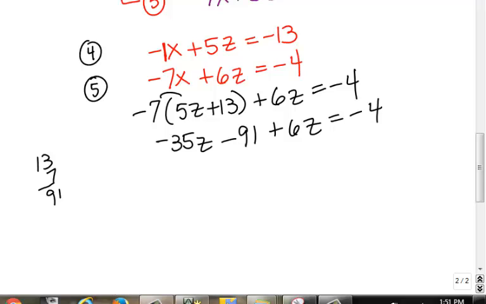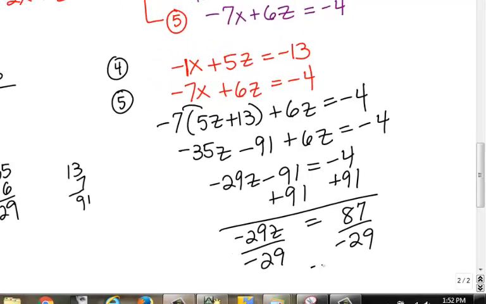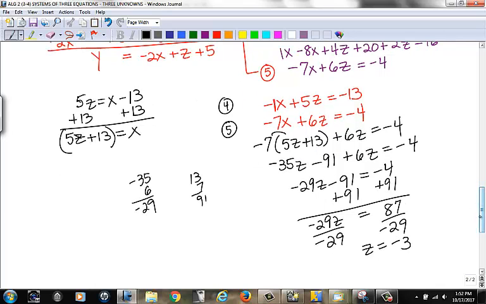Negative 35z plus 6z, negative 29z, minus 91 equals a negative 4, add 91, so I get a negative 29z equals 87, okay, divide by negative 29, what's it going there, 3, and is that what we had up above for z?